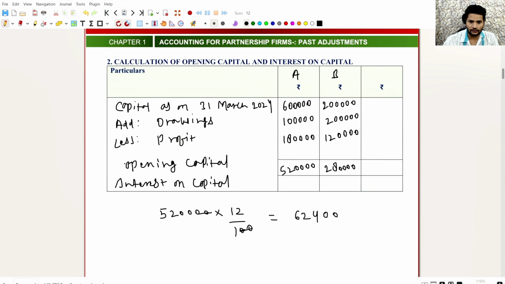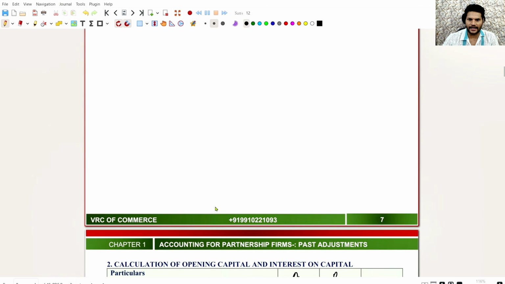Now let's calculate 12% of 280,000. So 280,000 into 12/100, what is the value? That will be 33,600. Okay, so we have calculated the interest on capital. Now let's put this into the adjustment table.